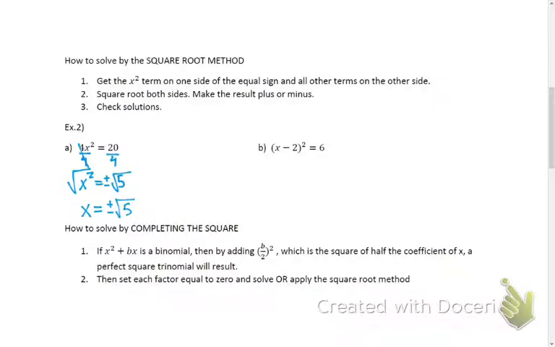Plug in your answers, make sure they work. So I plug in square root of 5, and that is 4 times 5, which is 20. It works. Plug in negative square root of 5, and we go negative times a negative. We get 4 times 5 again. That's 20. So we're all good.